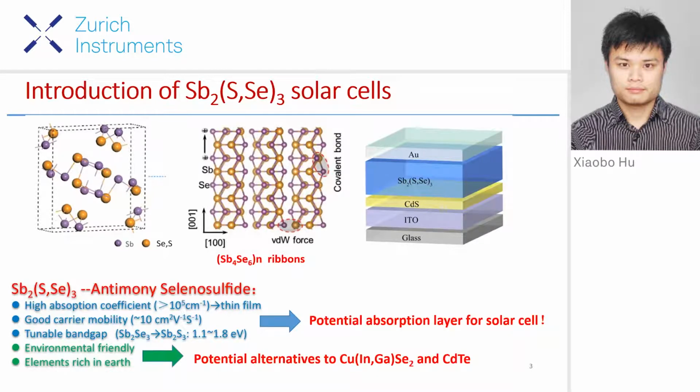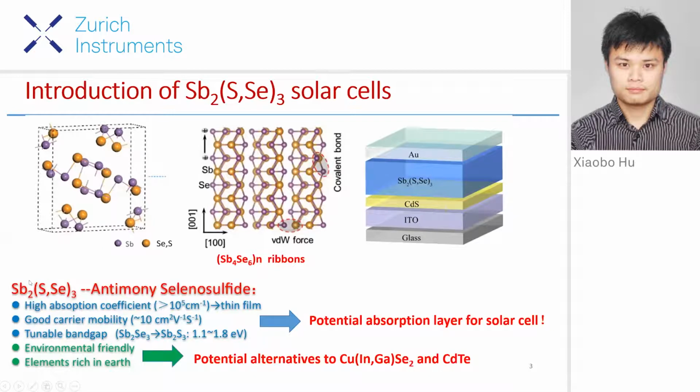Antimony selenium sulfide solar cells are a kind of emerging material recently which have attracted significant research attention and have been employed as absorber in thin film solar cells. It has a one-dimensional crystal structure and highly anisotropic properties, which is different from the traditional materials with 3D crystal structures such as CIGS and cadmium telluride solar cells.